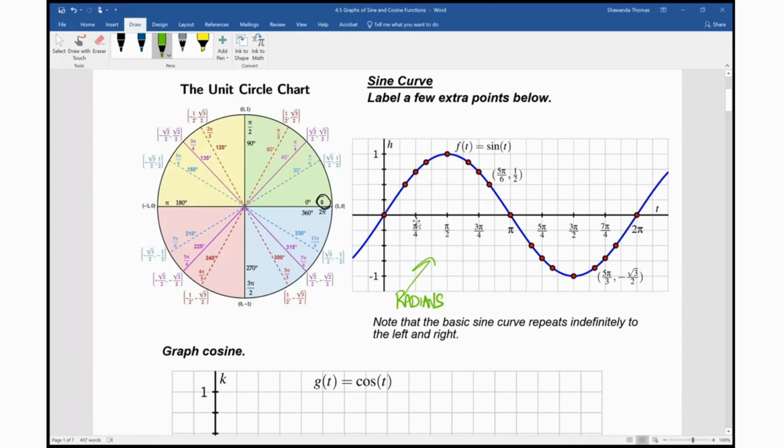For example, at pi over 4, what is sine at pi over 4? What is sine on a unit circle at pi over 4? Square root of 2 over 2. All right, square root of 2 over 2. Very good. So that point here must be pi over 4, comma, square root of 2 over 2.